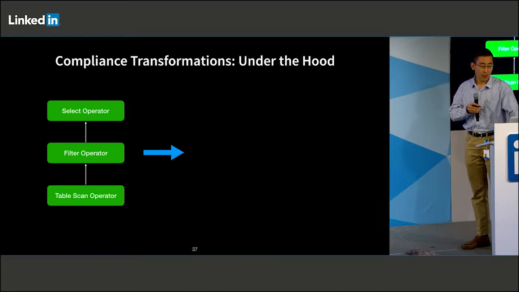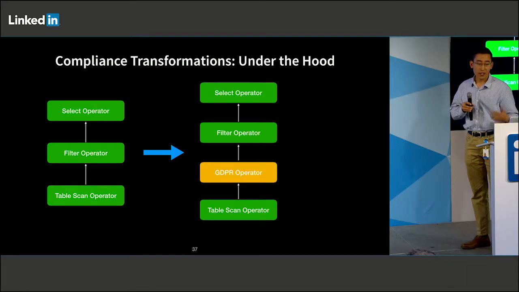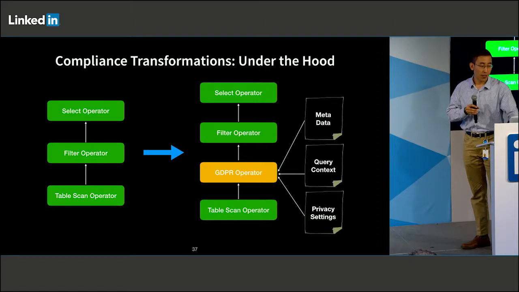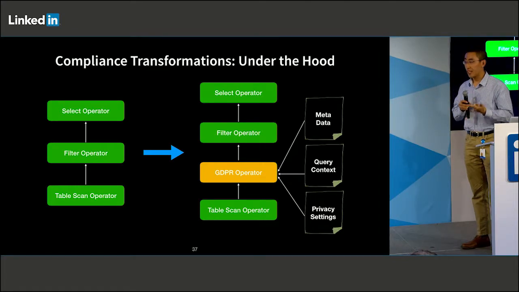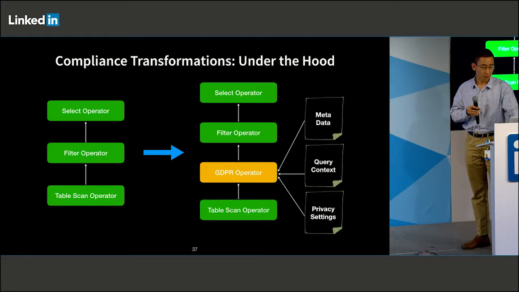And so we intercept this operator tree, and then we add our own compliance operator. And into this compliance operator, we feed our metadata. We can figure out which user is accessing this data set and which data set they're accessing. That's the query context. And we take in these privacy settings that the user has specified. And this operator can then filter out any personally identifiable information if there's no business use case for it.